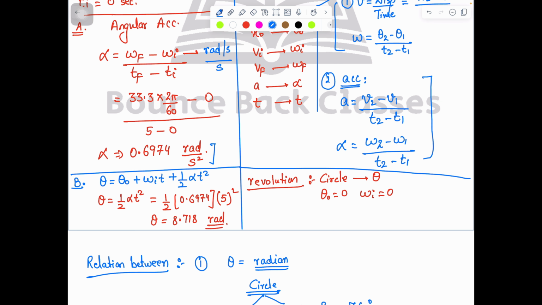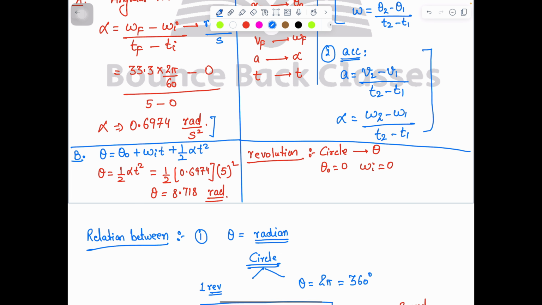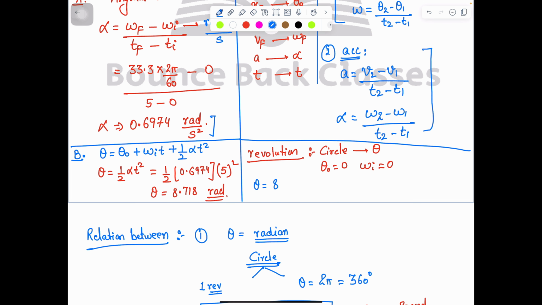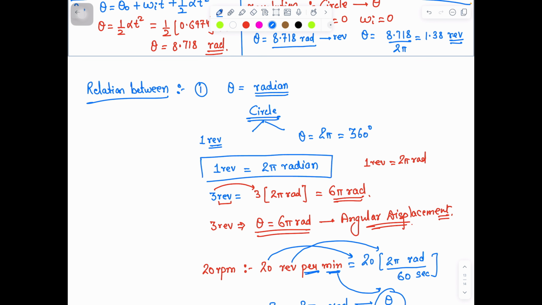Okay, now there is one more word. He is asking for the revolution, not the radian. We already solved theta is equal to 8.718 radian. How to convert this into revolution? Now divide by 2 pi. So theta equals 8.718 divided by 2 pi. This will give you 1.38 revolution. Yes or no? Clear? Sure. We already learned that 1 revolution is equal to 2 pi radian.